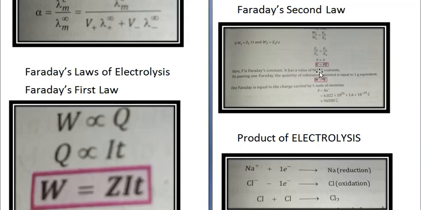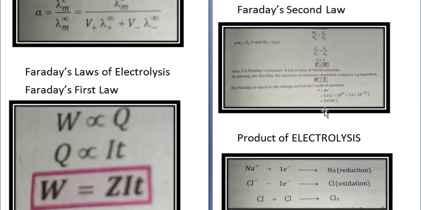So 1 Faraday is the charge carried by 1 mole of electrons. That is why 1 Faraday is equal to n, the number of electrons, multiplied by the charge on 1 electron. n is Avogadro's number, 6.022 × 10^23, and the charge on an electron is 1.6 × 10^-19. So you get this value, 96500 coulombs.